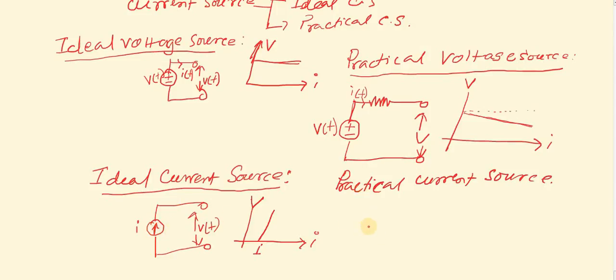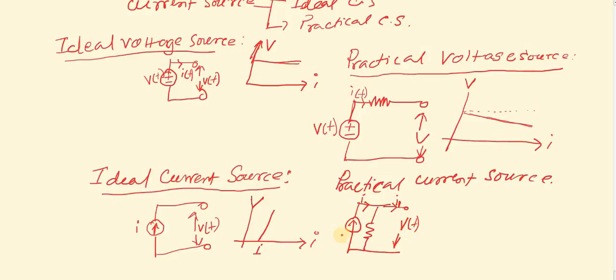That means the circuit for a practical current source would be like this. This is our symbol for the ideal current source, and put a resistance in parallel to it. So this is the terminal voltage, and this is our current I, and the value of this current is different, say I1. So this current is reduced, decreasing as this Vt value increases.